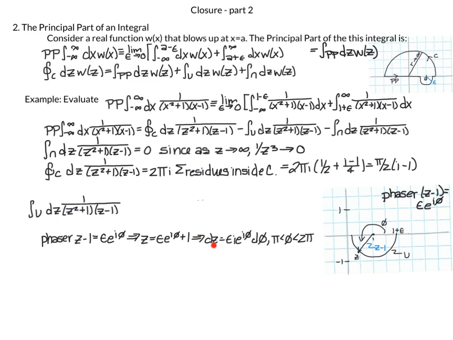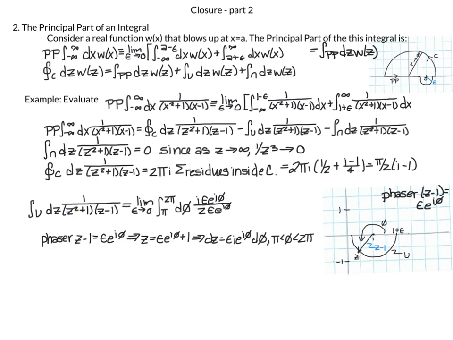Then that means dz, when I take the derivative, I get my epsilon, and then the derivative of e to the I phi is just I e to the I phi, and then I have my d phi. The 1 is a constant, it goes to 0. And then remember, phi for this curve goes from pi radians all the way over to 2 pi radians. I'm going to use this information to substitute for dz: epsilon I e to the I phi d phi. And then in my numerator, I have my epsilon I e to the I phi.